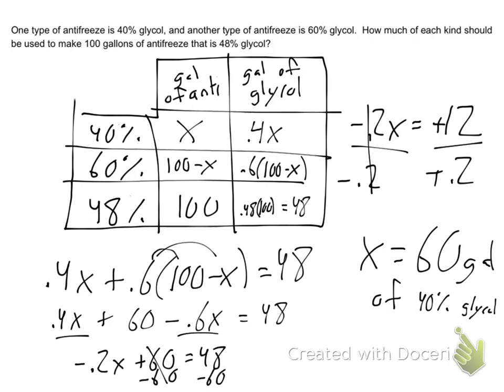Does that answer our question? No, it does not, because the question is asking how much of each kind. We got one, so if there's 60 of one, the other one will be 40 gallons of 60% glycol. Boom.